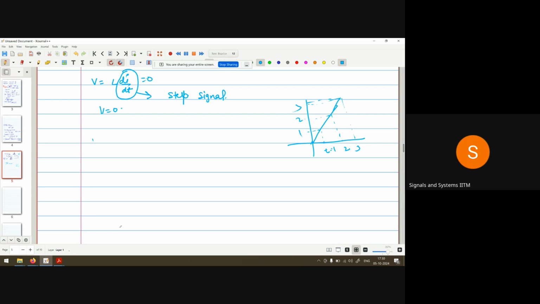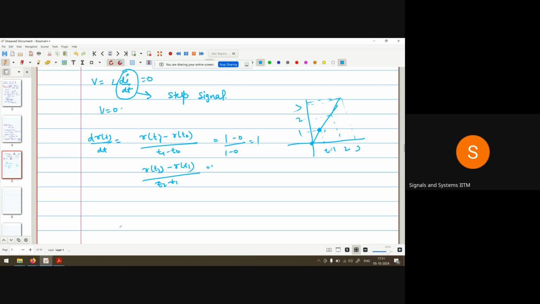Okay. Now if I take the differentiation d of r(t) upon dt, the value is equal to r at t1 minus r at t0 upon t1 minus t0. Now if this is t1 and this is t0, the value of the r(t) signal at t1 is 1, and the value of the r(t) signal at 0 is 0, upon 1 minus 0. That becomes 1.